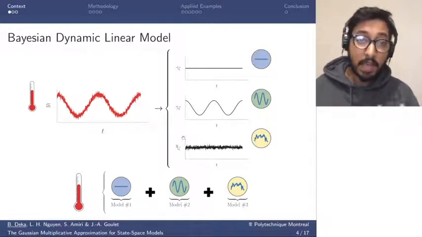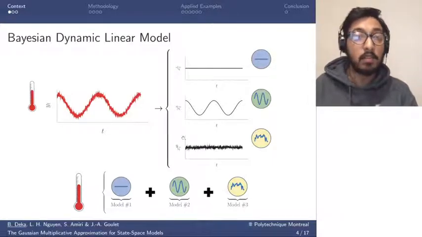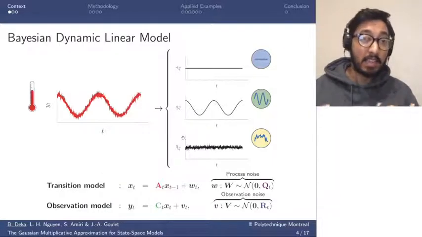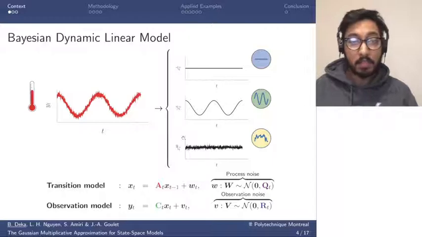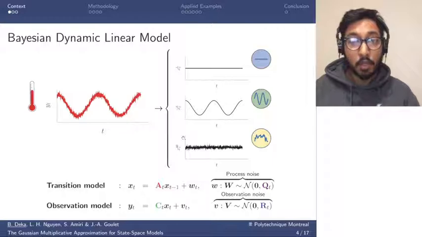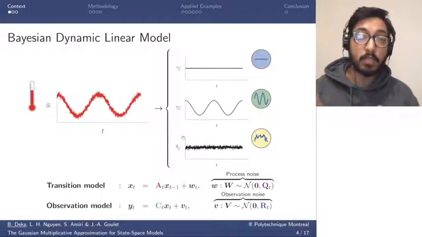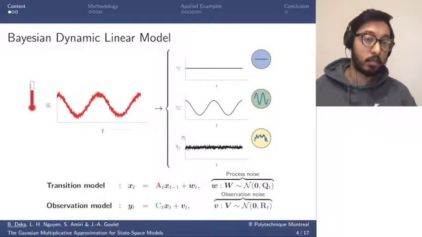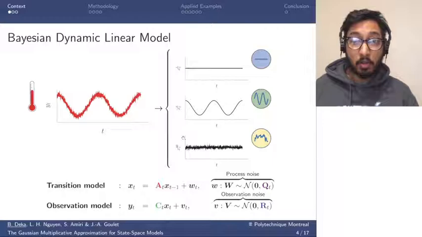But also, each of these hidden states has its own linear dynamic system. Overall, the Bayesian dynamic linear model is divided into two types of model. First is the transition model, where we model the transition of a hidden state at time step t-1 to t through a transition matrix A, together with an additive process error, which is modeled by a Gaussian having mean 0 and covariance matrix Q.